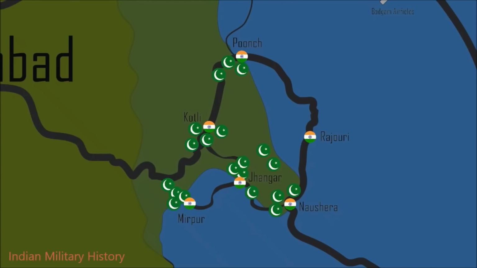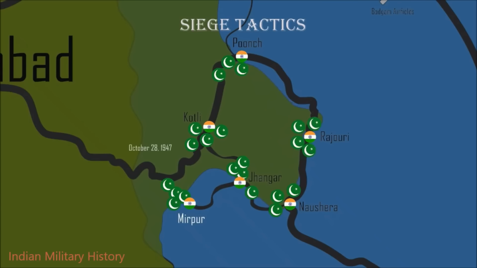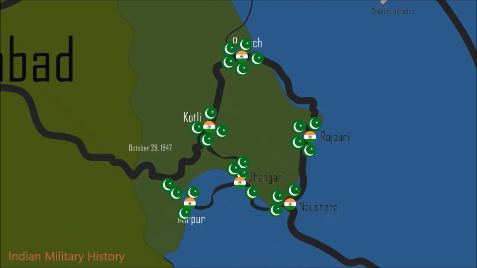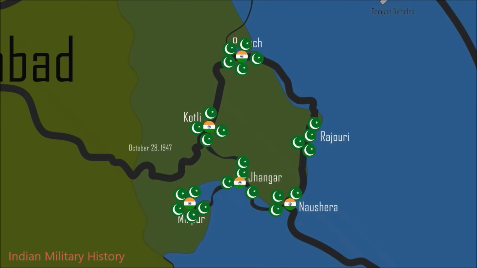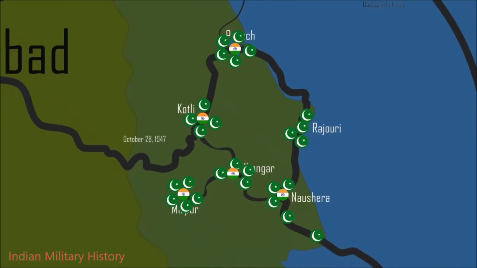With the enemy's plan foiled, they were forced to change their game plan and resort to siege tactics for each town. By October 28, 1947, Mirpur, Kotli and Poonch were under heavy attack from the enemy, and the enemy started to lay siege around these towns in the coming days. There was some air support provided to the defending garrisons in these towns, but the air support was not enough to reinforce the garrisons. The crucial town of Rajouri fell to the enemy. The towns of Jhangar and Naushera, already under heavy attack, were also on the brink.